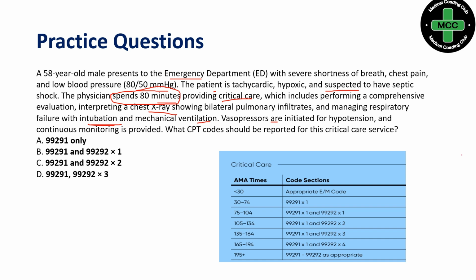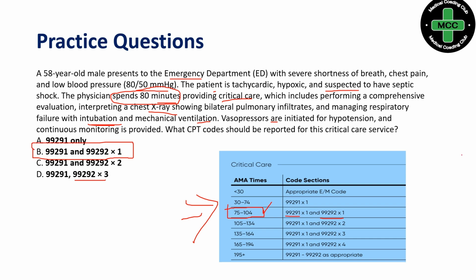CPT code here for 80 minutes. You can see options 99291 only, 291 and 292, with the units, they have just given different units. So for 80 minutes, we are getting 80 minutes in between 75 to 104 minutes. So our answer will be 99291, 99292 times 1 unit. So answer is B, 291 and 292 with the unit 1.